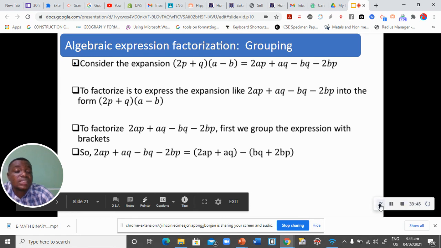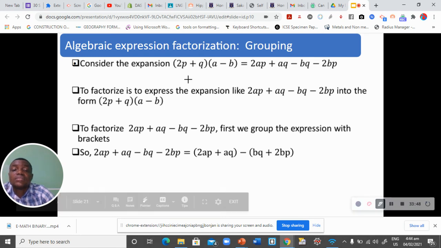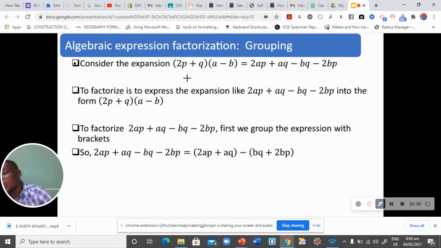Okay, let's now move on to grouping in algebraic expressions. Suppose we were having two expressions like this, 2p plus q, a minus b, we expanded and we had something like this. So this one will multiply this, which will be 2ap. This same thing will multiply this, which will be minus 2bp, and so forth. So we'll add these as the final product.